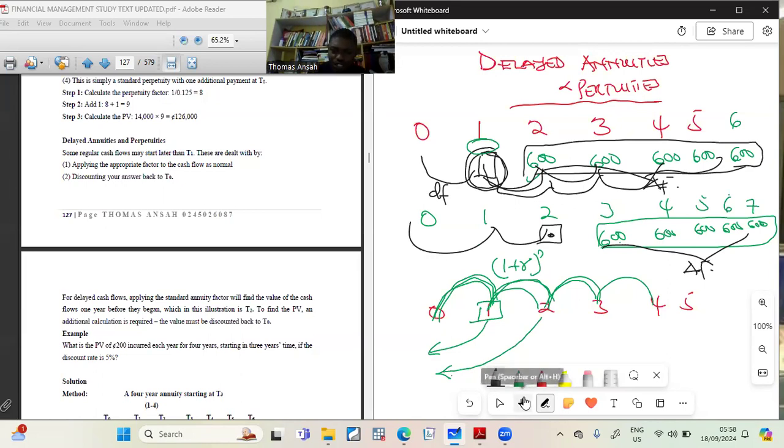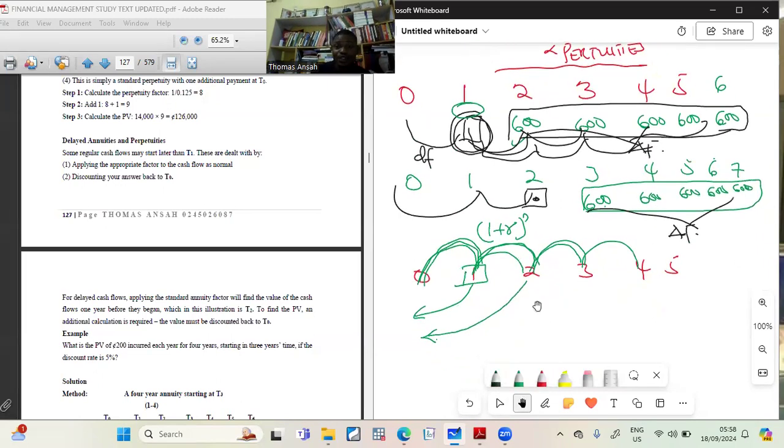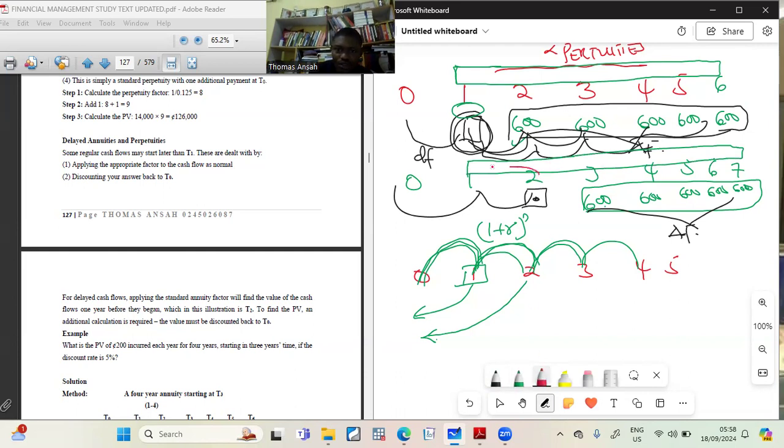Somebody too can decide to do it this way. He can decide to include this year and do the annuity for 6 years. But the thing was for 5 years. That means you need to deduct 1 year annuity factor. So you did for 6 years, then you deduct 1 year from it. In this case, you do for how many years? 7 years. Then you come and deduct 2 years from it. Whichever way you want to go.